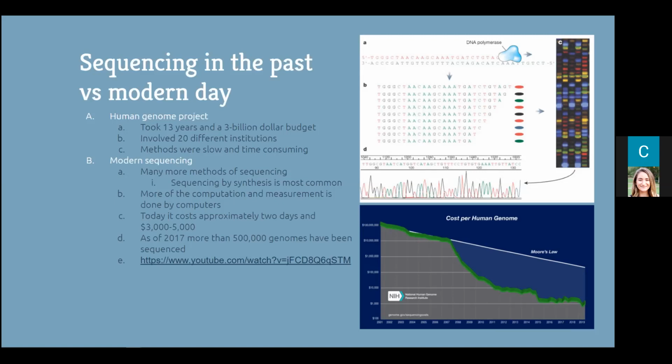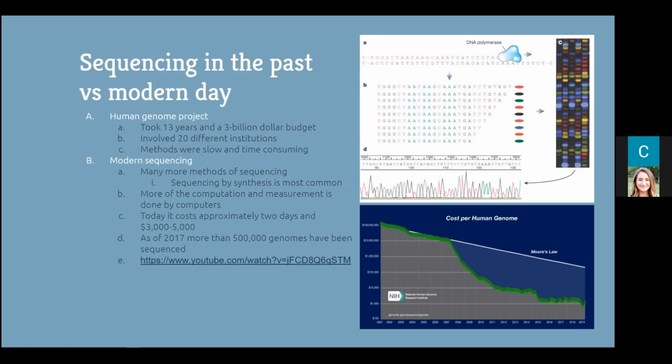Comparing that to modern day sequencing, you've got several different methods for high input sequencing. The most common one is called sequencing by synthesis, which essentially uses fluorescent tagging to measure each base as it goes along, and it does thousands of bases at one time. So then this process can happen much quicker. And since it's all done within a computer, the computation and measurement is much quicker. And so you end up with both a lower cost and a shorter time period.